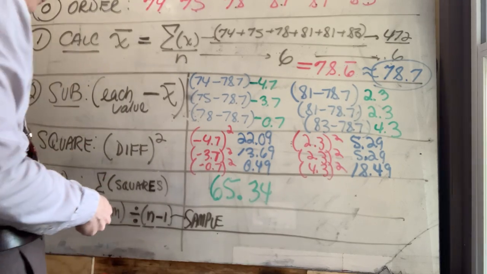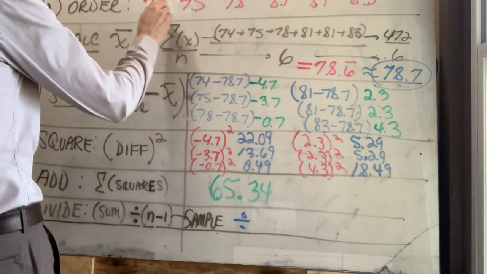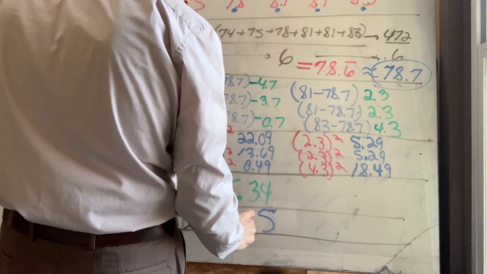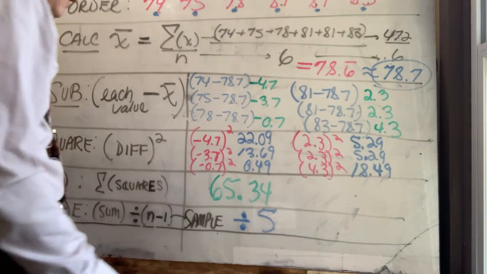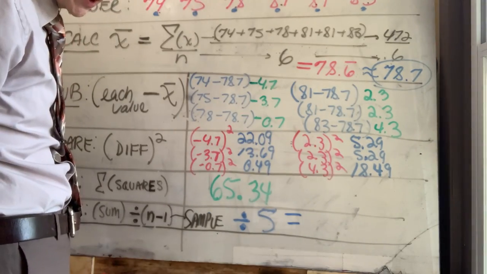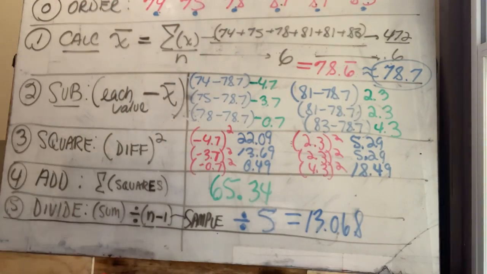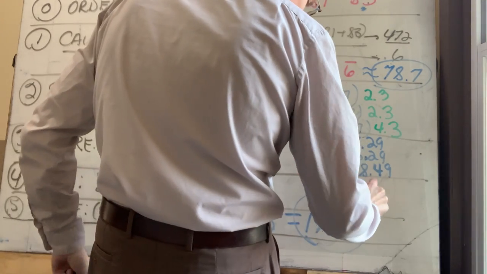So 65.34 divided by, how many data values are there? 1, 2, 3, 4, 5, 6. We're going to divide by 5 instead. The end result is going to be a little different because it will be regarded as a sample standard deviation and not a population. And that is going to equal 13.068. Now at this point, this is technically the variance.